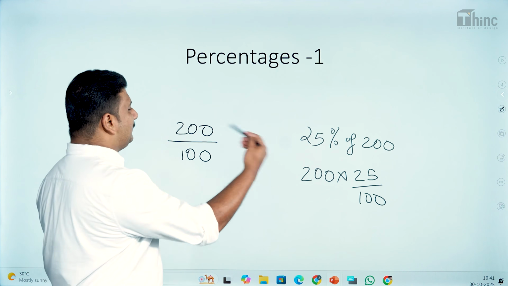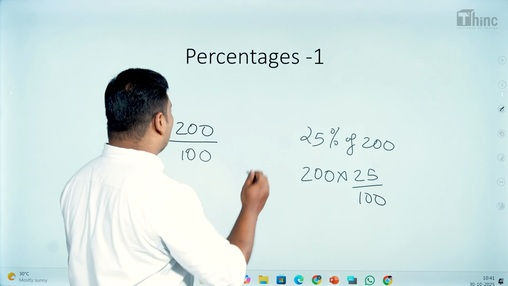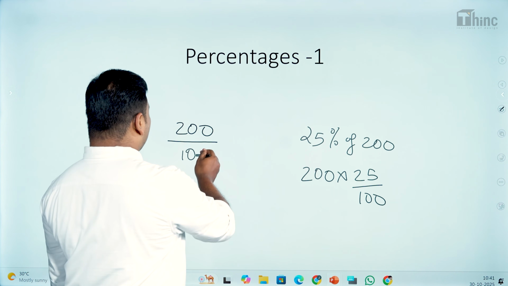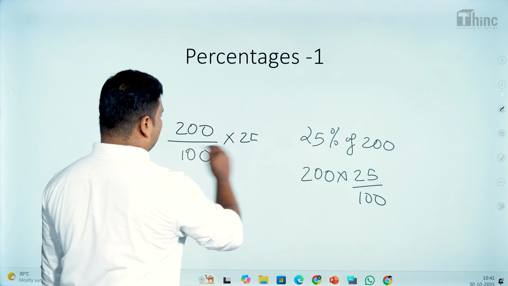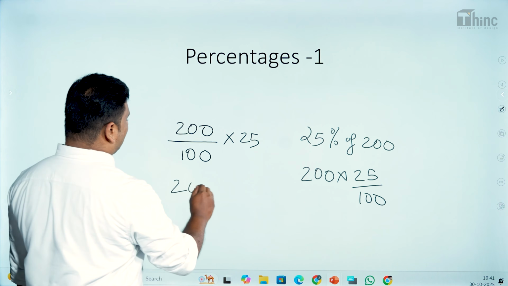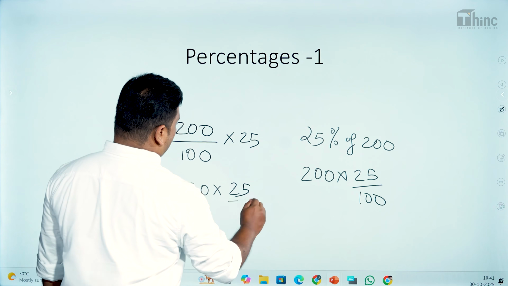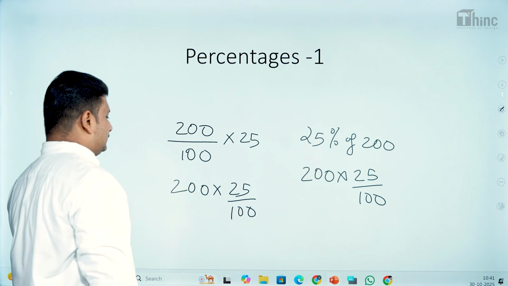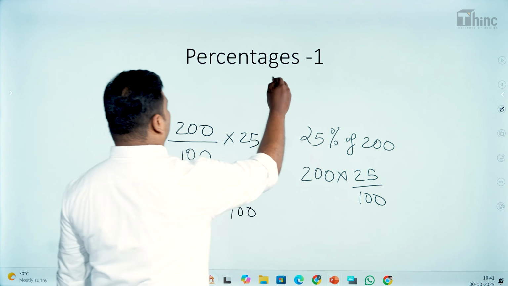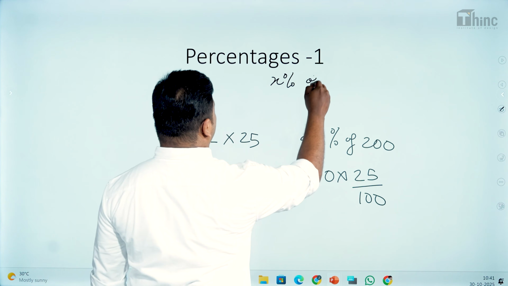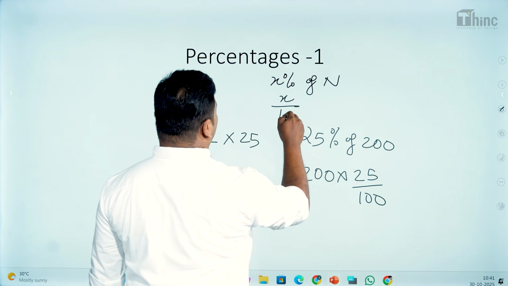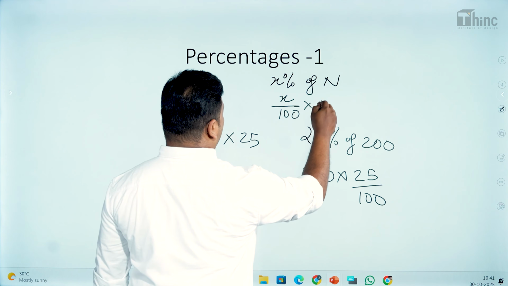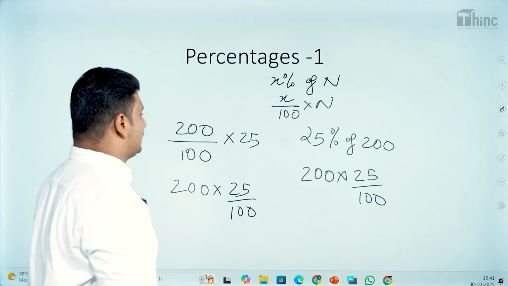Now we need to find 25%. So out of 100, how much is 25? One part out of 100 is 200 by 100. So 25 parts out of 100 is that into 25, right? That's how we write this as 200 into 25 by 100. Now, to find x percentage of any number, let's say I need to find x percentage of a number n, what we do is x by 100 into n. That's what we usually do, and this is the reason why.